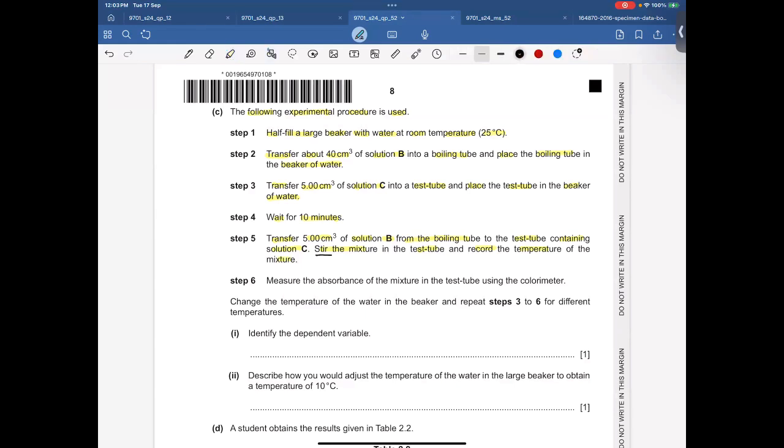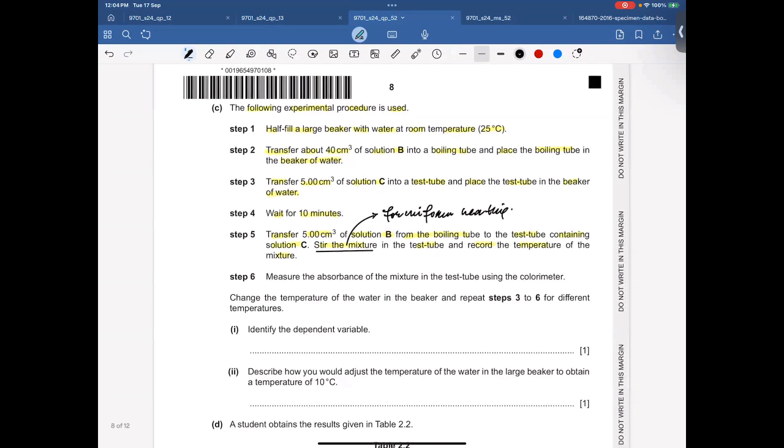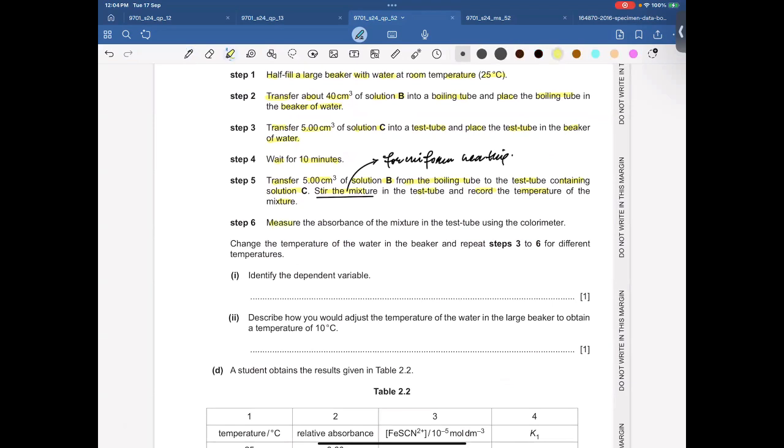So we need to stir the mixture for uniform distribution of heat, for uniform heating. Measure the absorbance. If I'm measuring the absorbance, obviously it's going to be the dependent variable, because what we measure is the dependent variable.